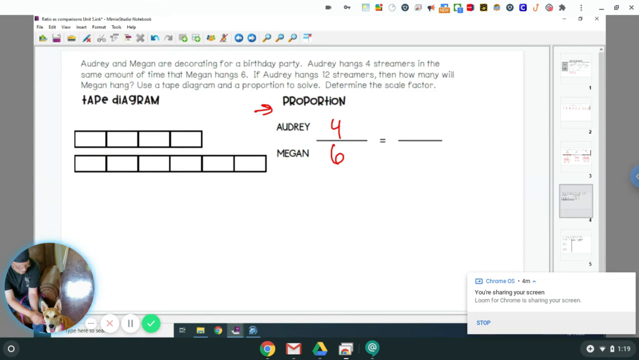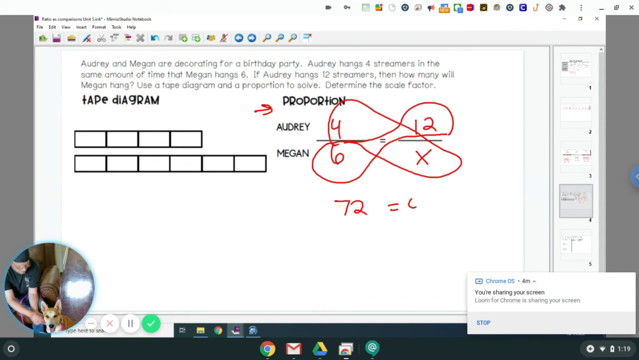So at the end, it said that Audrey hung 12. And if they kept the same ratio, we need to figure out how much Megan hung. So what we're going to do is cross multiply, and we've actually done this before. So we're going to do 6 times 12, which is 72, and then 4 times x, which is just 4x. So then we're going to divide both sides by 4.